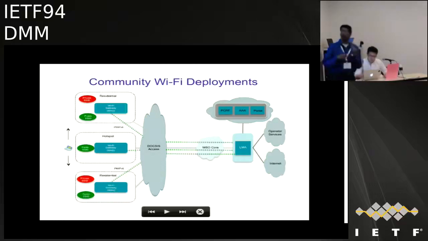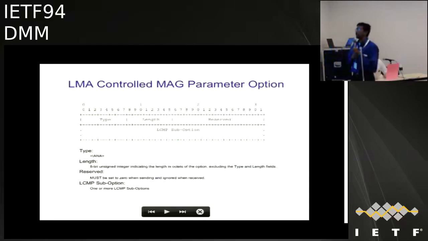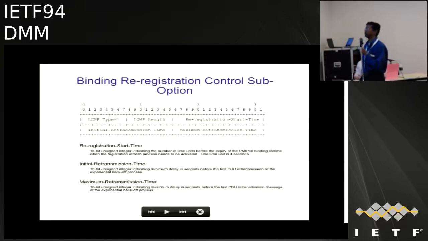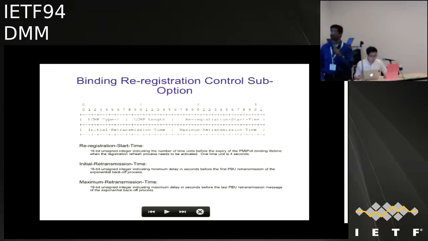You can go to the protocol format, right? So what we are defining is this new option. LMA comes up, and essentially this new option is what we call the LMA control MAG parameter option. And it has a couple of sub-options. Next slide, please. One is for binding re-registration. If you look at this, these are all the parameters in the PMIP protocol. So nothing new, nothing controversial.